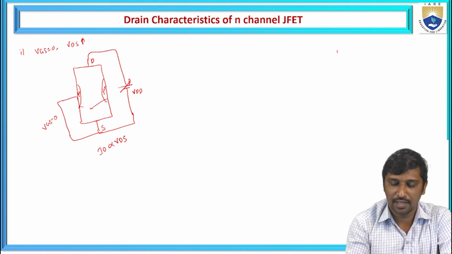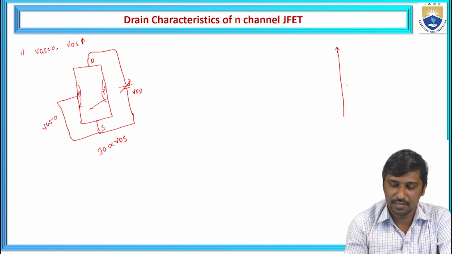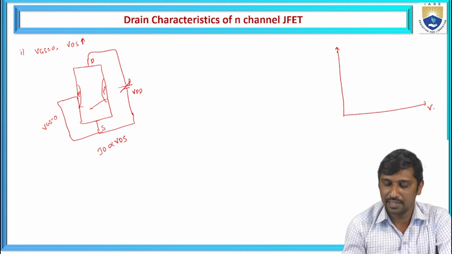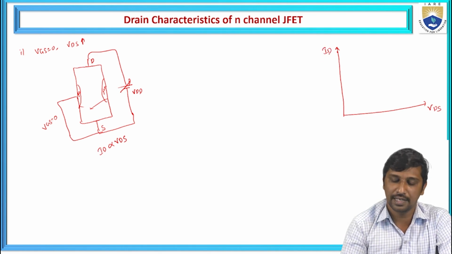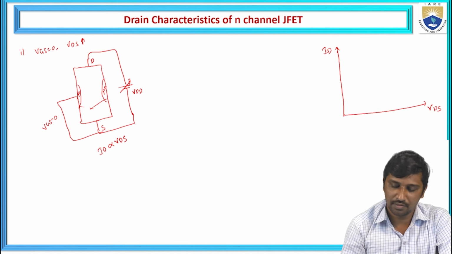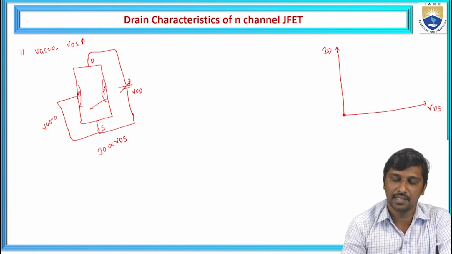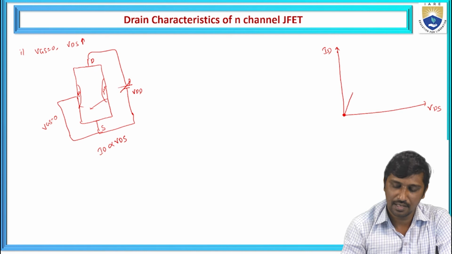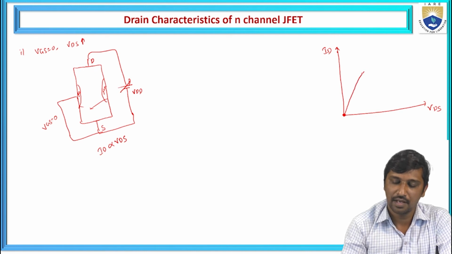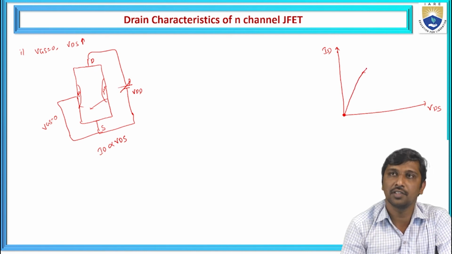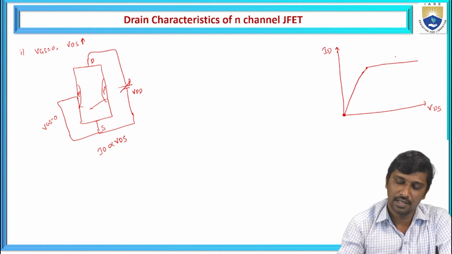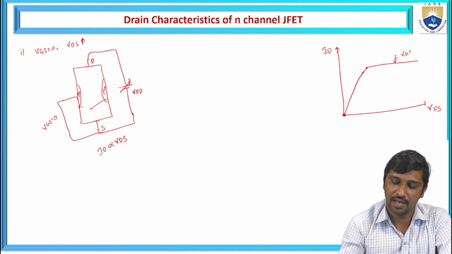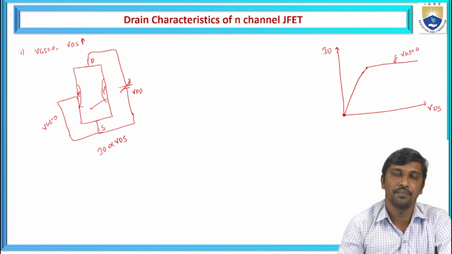Hence, if I am drawing the characteristics, the x-axis represents VDS and the y-axis represents the drain current. When VDS is 0, drain current is 0. If VDS increases, ID also increases. At a particular point, the pinch-off point, the drain current becomes saturated, hence the drain current becomes constant. Let us assume that this is the case when VGS is 0.